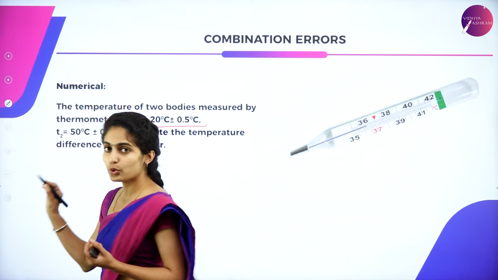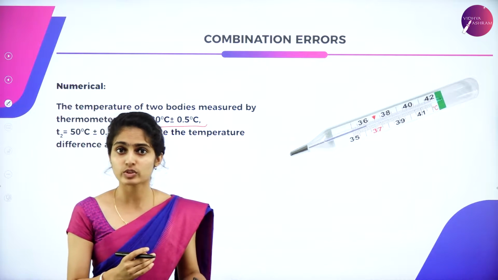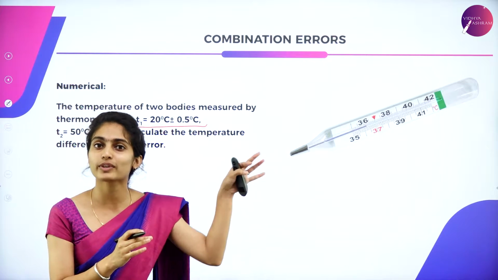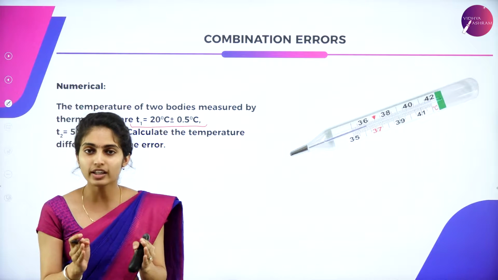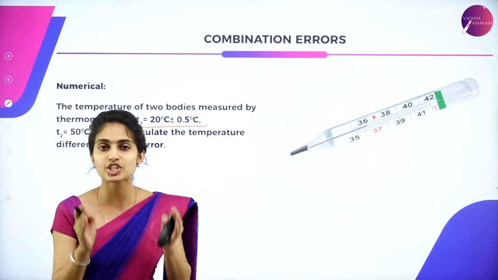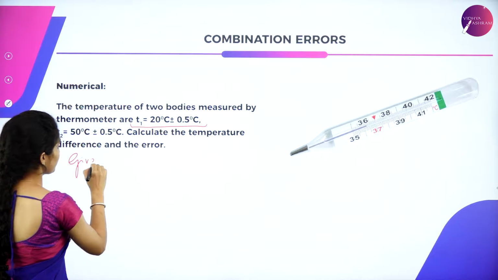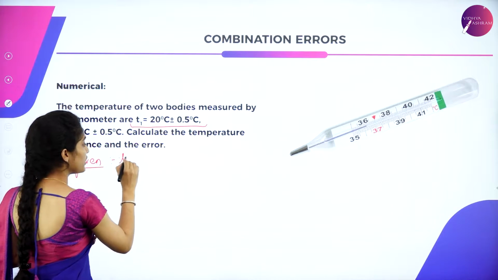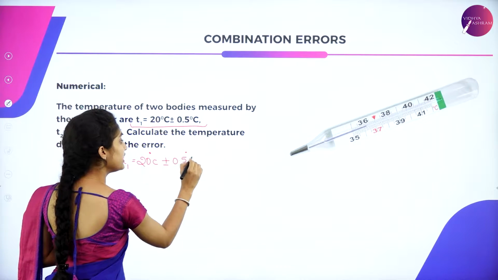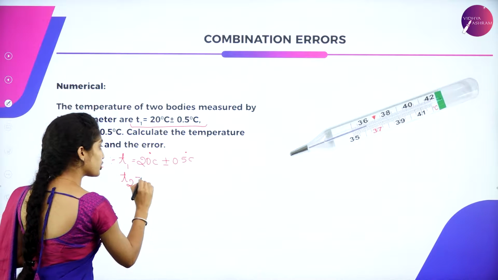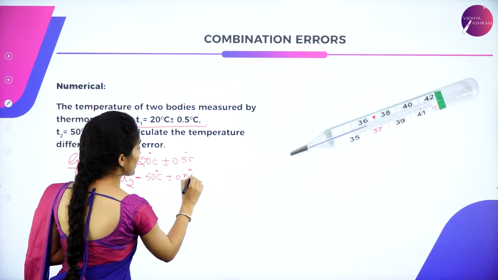While solving numericals, you will have to write down the given data and which formula is to be used. If the formula is given there, or you have to get it from the theory part, it is according to the problem. First of all, visualize the question, read the question and write down the given points. You have the first temperature, 20 degrees Celsius plus or minus 0.5 degree Celsius, and the second temperature with the same thermometer, 50 degrees Celsius plus or minus 0.5 degrees Celsius.